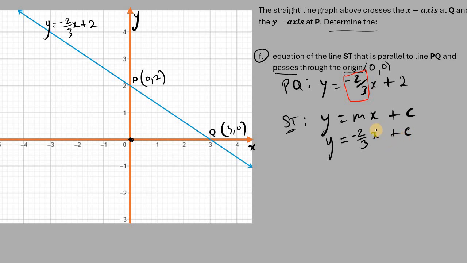But we need to know what else we need to find. So we have the gradient for ST. Now we need what? The y-intercept. But we told it passes through the origin. So what's the value of the y-intercept? 0. Very good. Because the graph passes through the origin.